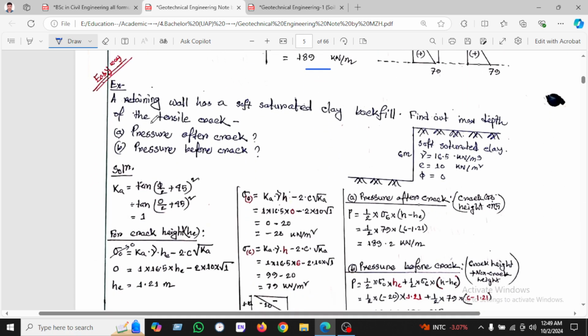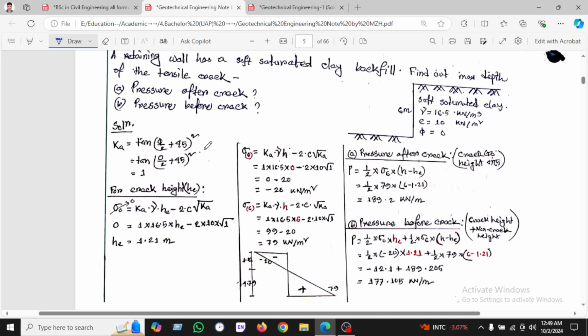So another calculation here, the retaining wall is soft, here is the pressure after the crack. So we can see all the formula is given here, 1 minus sin phi by 1 plus sin phi, or we can use phi/2 into 40, it will be 1.